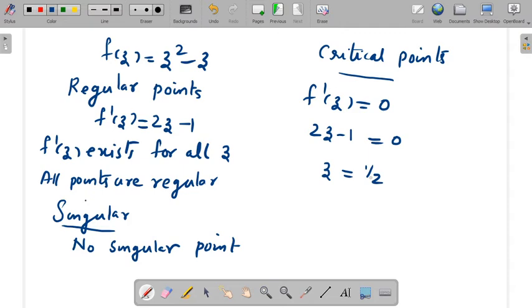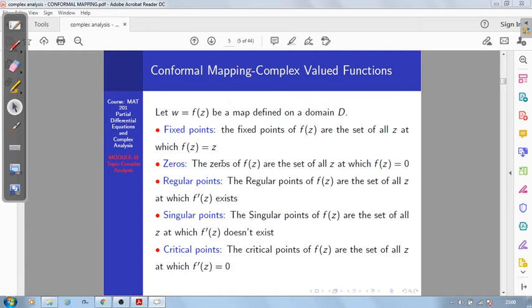Only one critical point. And singular points and critical points you will see again while discussing conformal mapping. We need the concept of critical points, and while doing complex integration, the main thing we look for is the singular points of a function. So remember, singular points are points where the function is not analytic. Now let us see the definition of a conformal function.